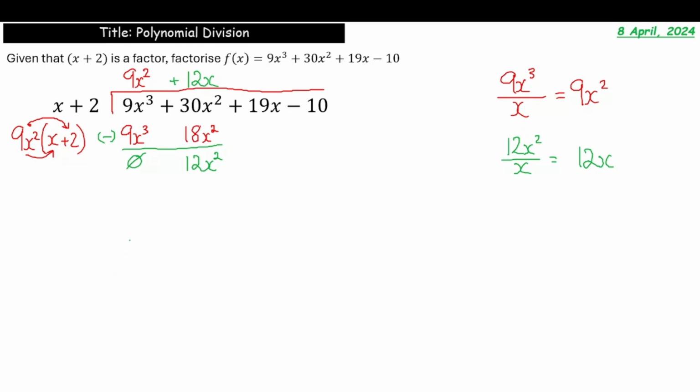So that means the next thing in our quadratic is 12x there. Same thing, I'm going to do 12x times our factor here, which is x plus 2. Hang on, I'll just put that x back in there, it disappeared for some reason.